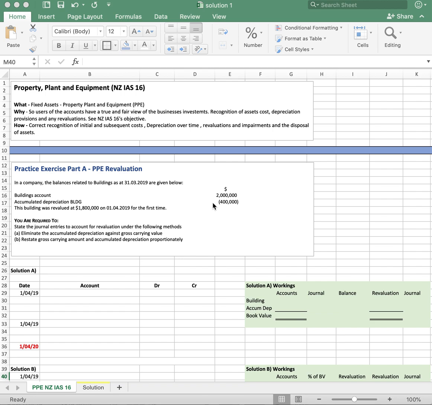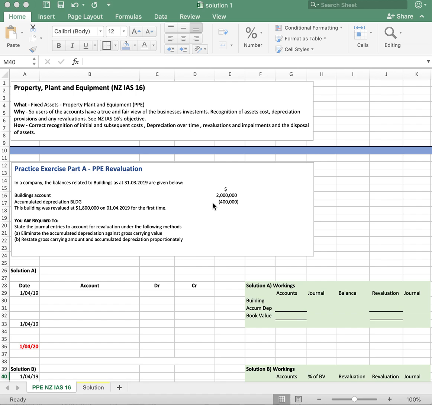Right, today we're going to go over property, plant and equipment, otherwise known as PPE, one of those acronyms. There's an accounting standard for it, that's NZ IAS 16. It covers fixed assets, and the reason there's a standard around it is that it's important that the users of the financial statements have a fair and true view of what the business investments are.